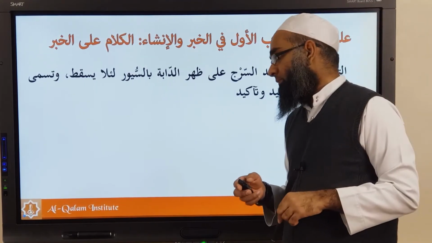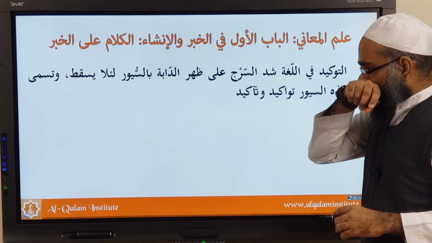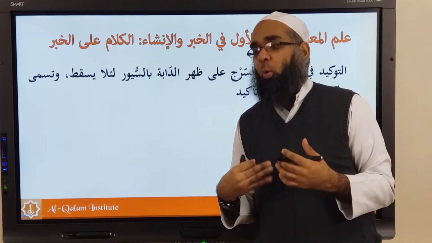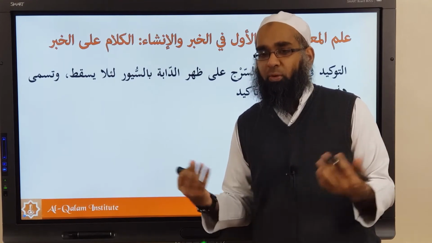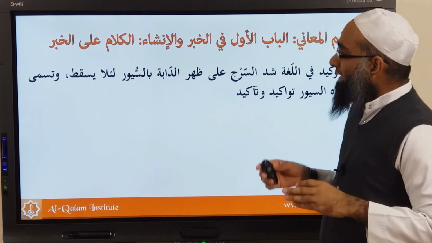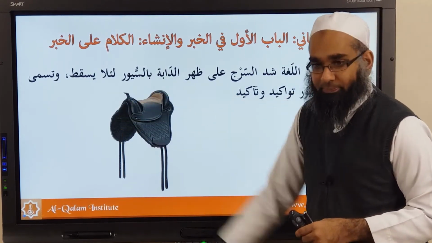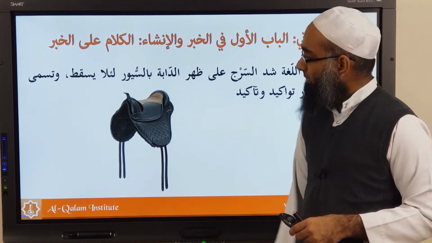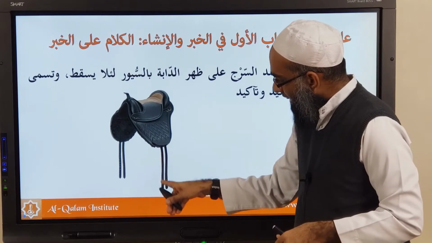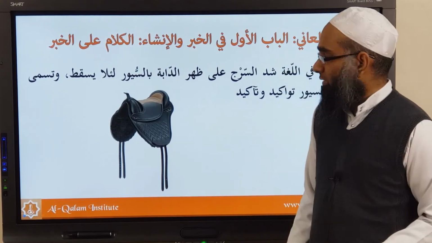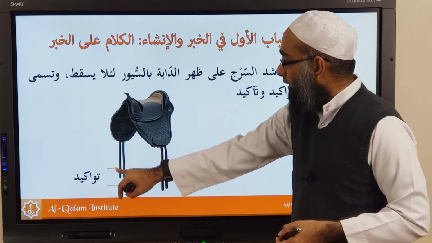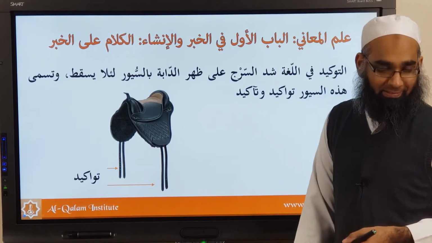Now, this is not the text in the book, but before we go into ta'keed and tawkeed, what really is tawkeed? What does ta'keed mean? Literally, see the saddle. This is called a sarj. And what do you do with the laces? You tie it to make it strong and firm. These laces are called tawakid or ta'akid.